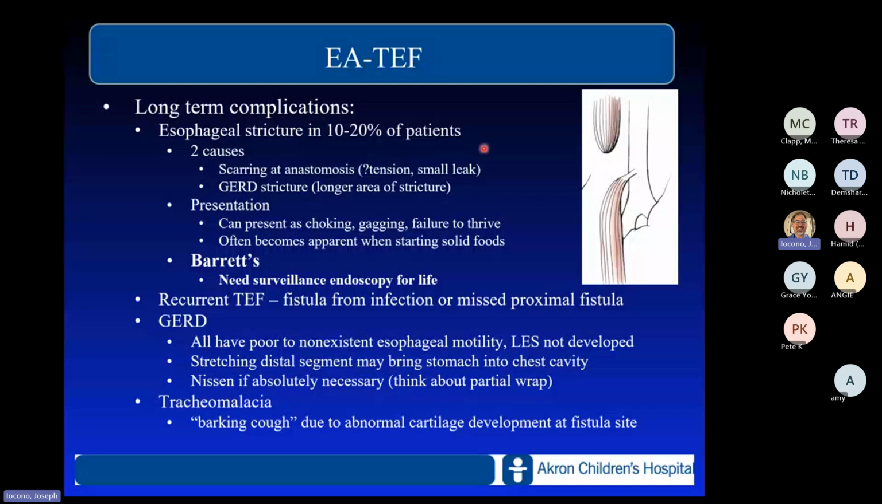They can have an esophageal stricture, which can come from scarring of the anastomosis, either from tension in the anastomosis or because they had a leak. But they also all have GERD, because you actually decrease the amount of intra-abdominal esophagus when you pull up the distal esophagus. So they'll have reflux.